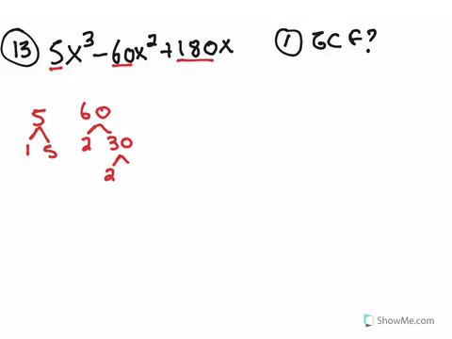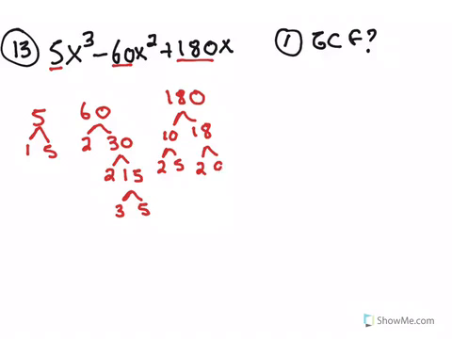230, 215, 35. Then we have 180. 10 times 18, 2 and 5, 2 and 9, 3 and 3. Now I want you to look closely at the list of the factors. Do they all have a factor in common? And if I take a look closely, I see a 5 here, 5 here, and a 5 here. So for the numbers, they have in common a 5.